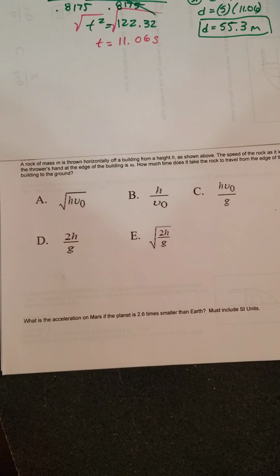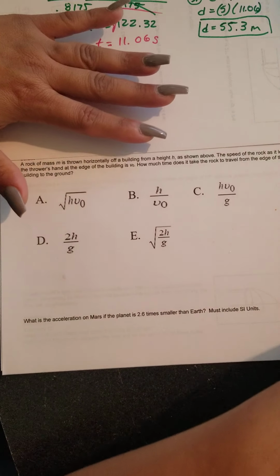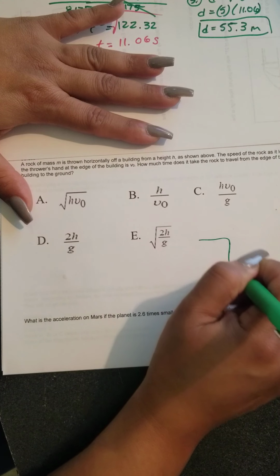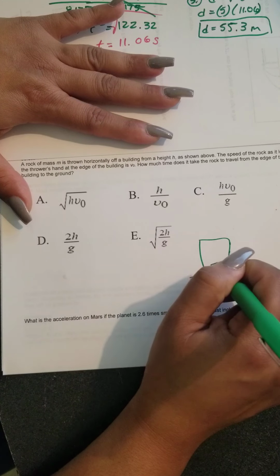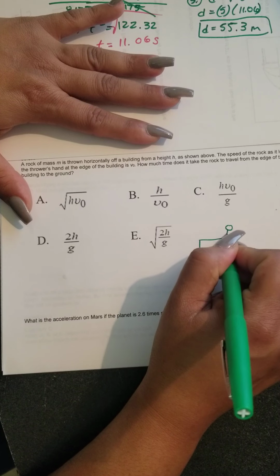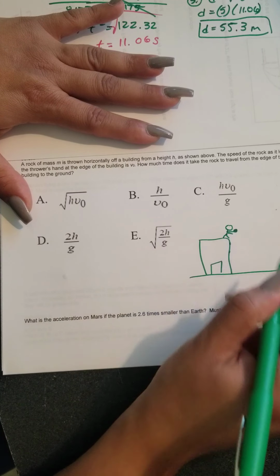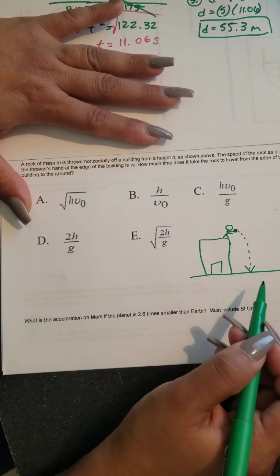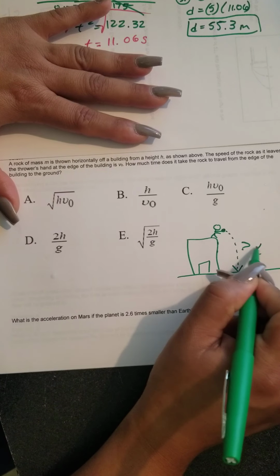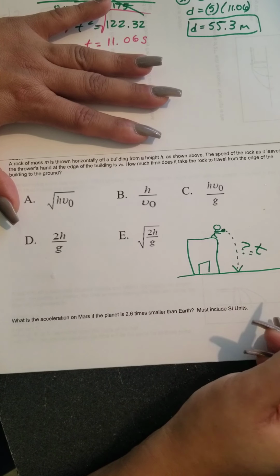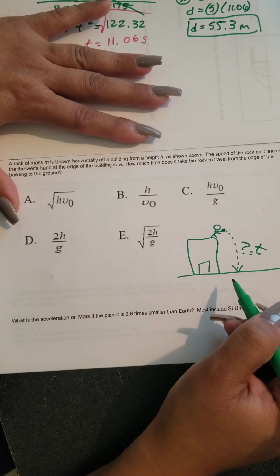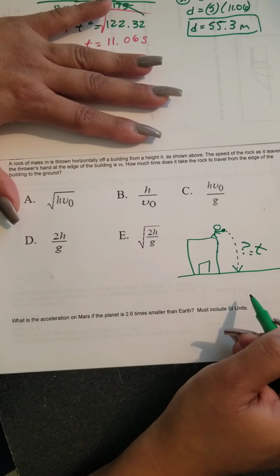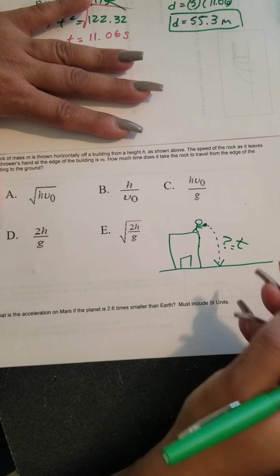How much time does it take for the rock to travel from the ledge down to the building? A person has a rock, and they're going to throw it down. I'm looking for how much time it takes. Am I looking for horizontal or vertical? They're throwing it down. Hopefully you see that this is vertical.